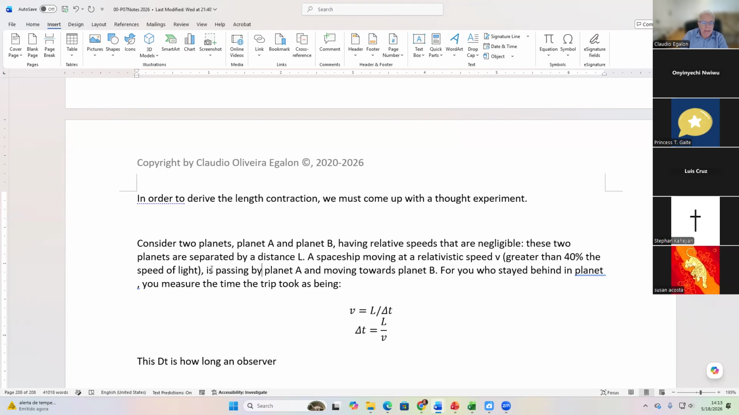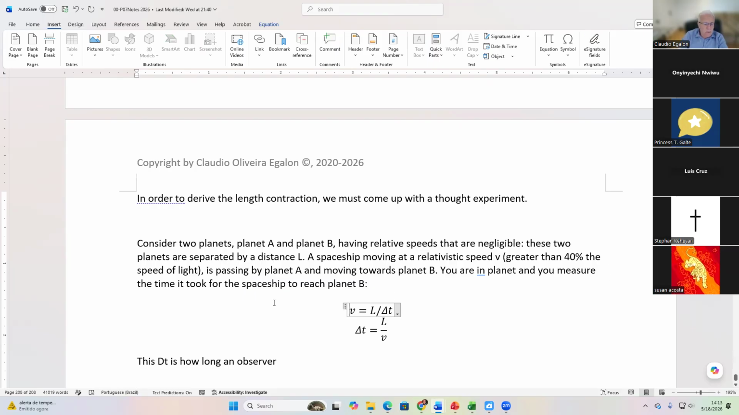For you who stayed behind in planet A, you are in planet A, and you measure the time it took for the spaceship to reach planet B. Speed equals length divided by delta t. You know the speed of the ship, right?